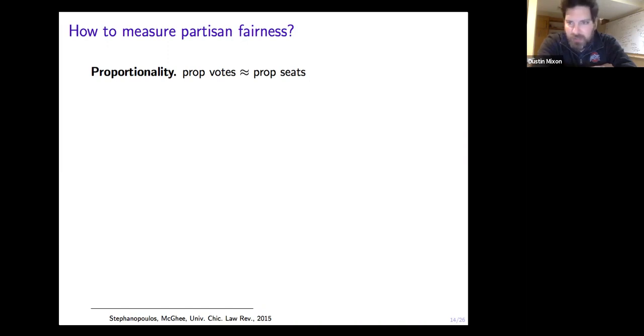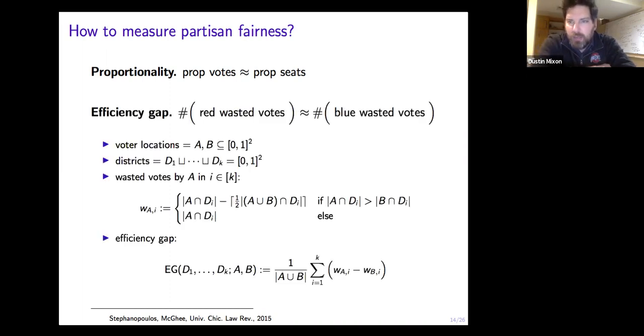Partisan fairness is measured by proportionality, like you want the proportion of votes to match the proportion of seats. Another more complicated metric that was actually in vogue in recent times is called the efficiency gap metric. This is asking for the number of wasted votes on the left to be approximately equal to the number of wasted votes on the right.